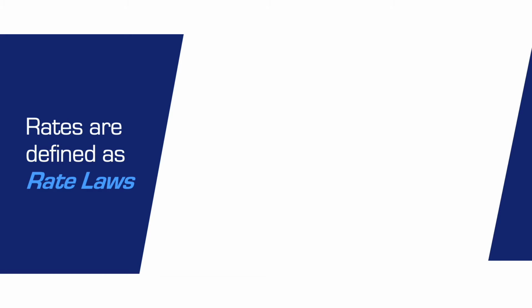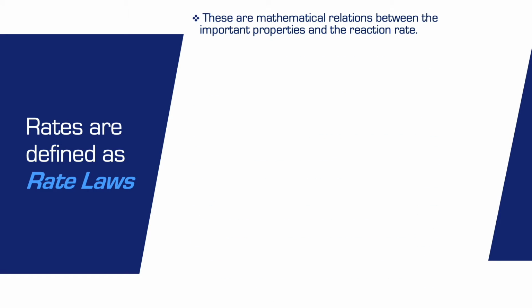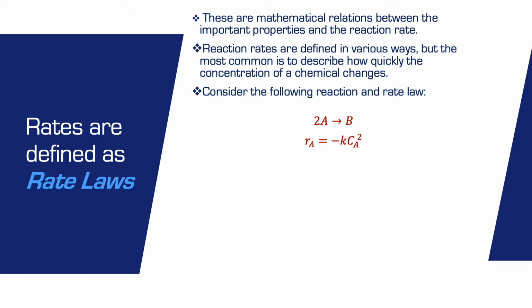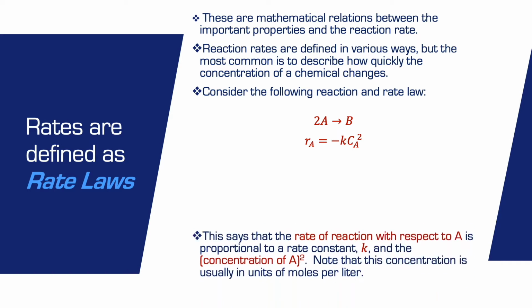Rates are defined as rate laws. These are mathematical relations between the important properties in the reaction rate. Reaction rates are defined in various ways, but the most common is to describe how quickly the concentration of a chemical changes. Consider the following reaction and rate law. If A is our reactant and B is our product, two molecules of A react to form B. The rate of reaction with respect to A is equal to negative k times the concentration of A squared, where k is the rate constant.